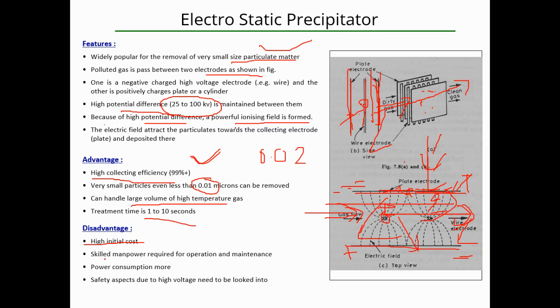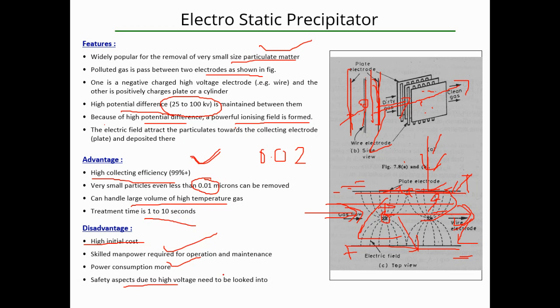ESP. Skilled manpower is also required for the operation and maintenance of ESP. There are separate units and separate manpower. You have to take care of this bag filter. The maintenance cost and operation cost are high. Power consumption is more, as there is a potential difference; you have to apply 25 to 100 kilovolt. So the electricity and power consumption needed is high, and it requires high energy and high maintenance and operation cost also. Safety aspect: due to high voltage, and as current passes through the plates, you have to take care from the safety angle of view.